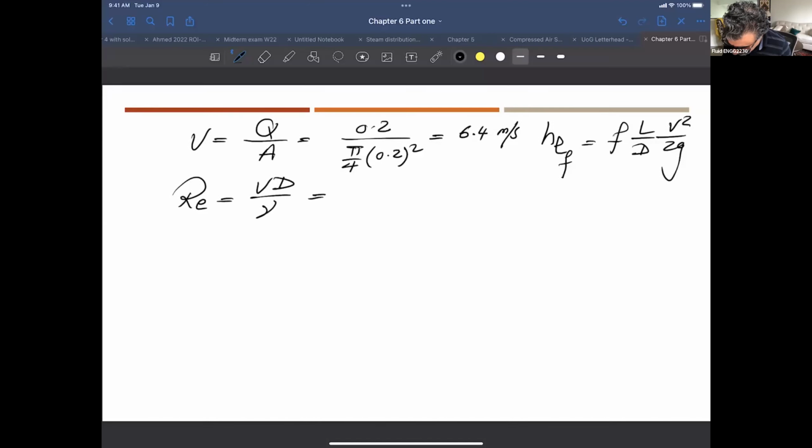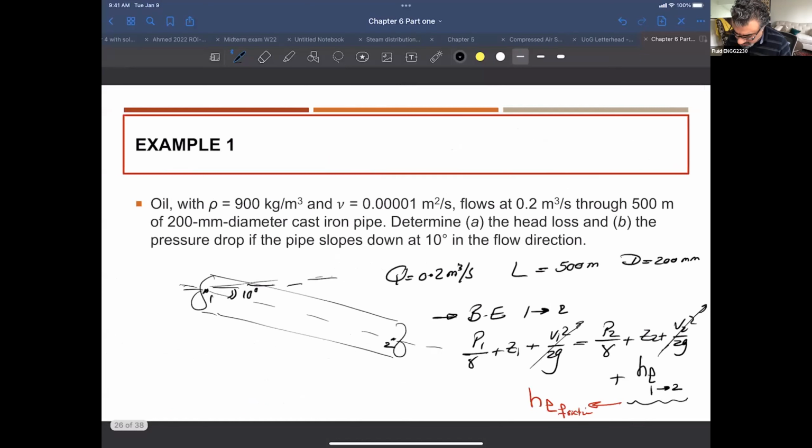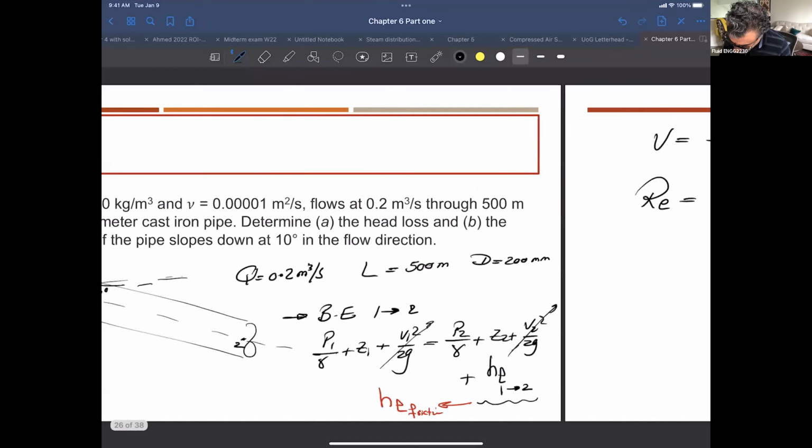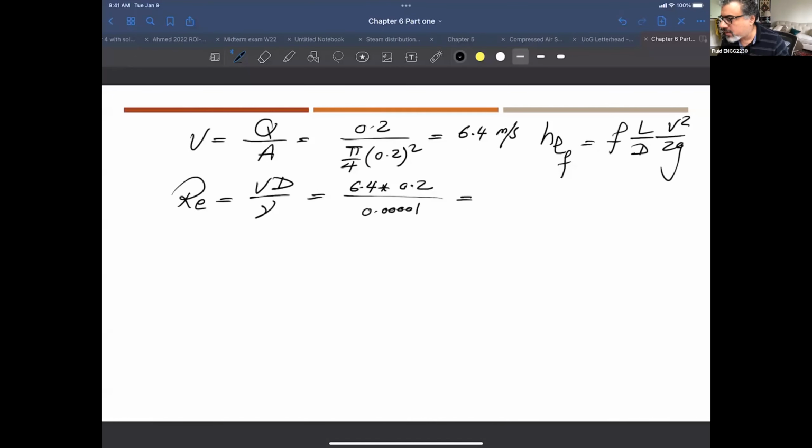This nu is the kinematic viscosity. Remember here that the viscosity given in this problem is a kinematic viscosity, not a dynamic viscosity, right? V here is 6.4, times the diameter 0.2 meter, and the viscosity here is 1.0001. The Reynolds number here is 128000. Okay, what does that mean? Turbulent flow, right? Because this is greater than 2300, so this is a turbulent flow.